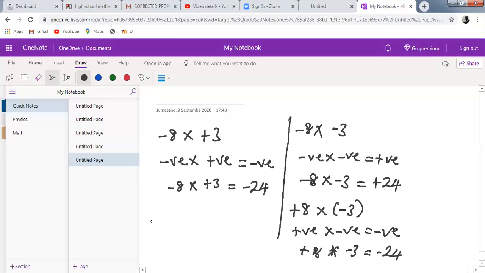And in some cases you can have number 4, maybe it is +8 times +3, which will give you actually what? You need to know that a positive times a positive is equal to positive. So this one should give you +24.